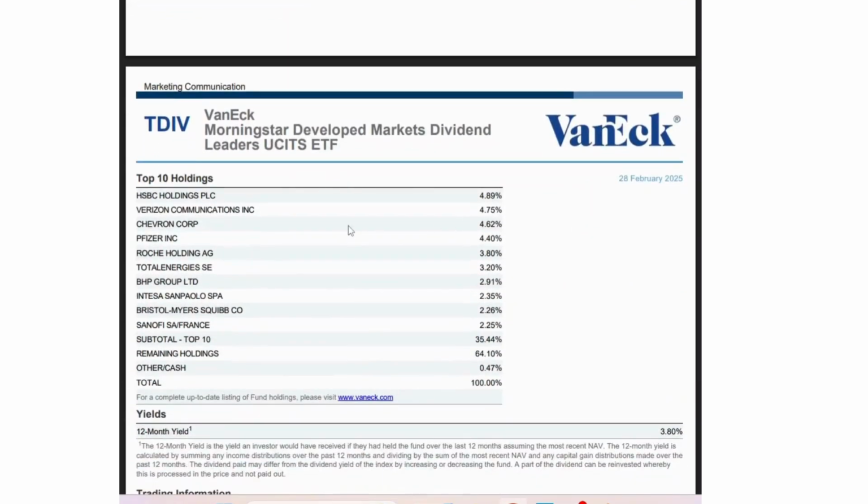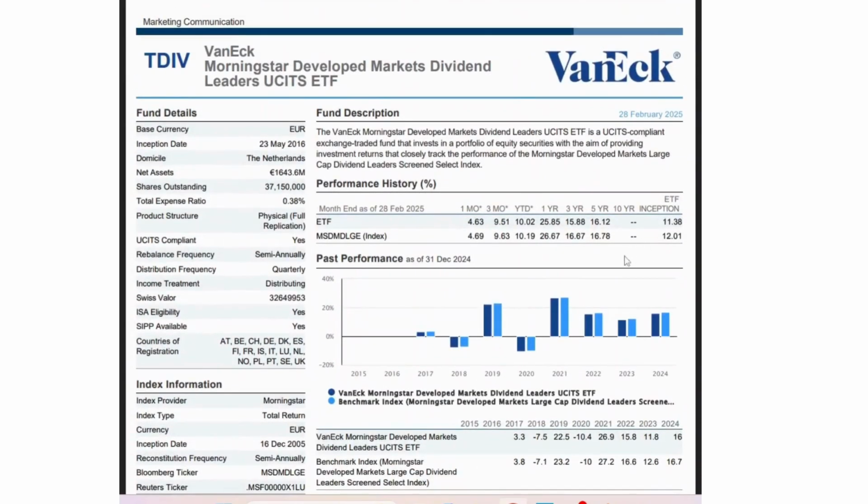In terms of the top 10, we've got things like HSBC at number 1, and the top 10 is 35% of the total portfolio, which isn't too concentrated, and it's saying the dividend yield is currently sitting at 3.8%. So we're paid to be patient while we actually get pretty good performance from a value orientated fund.